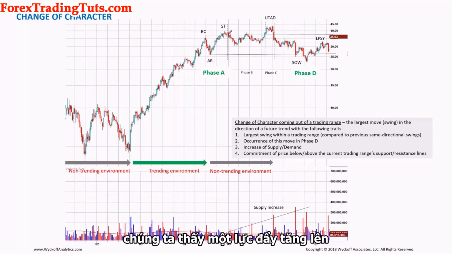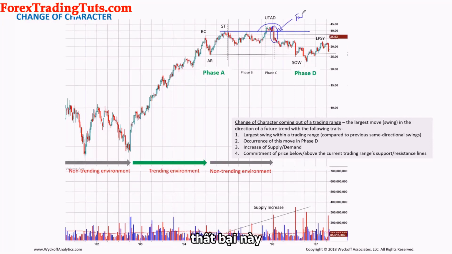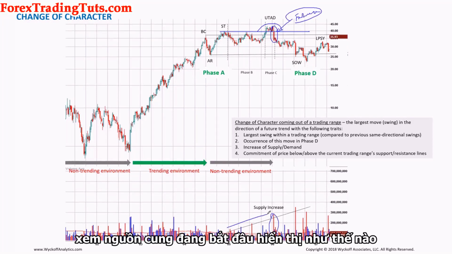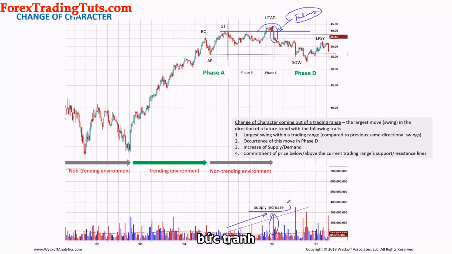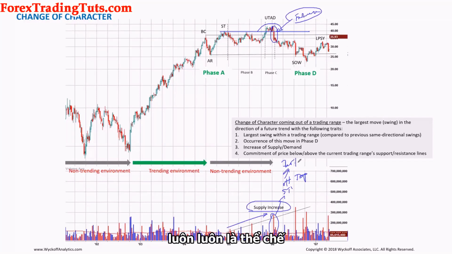All right, so as we go along this range, what else do we see? We see an upthrust and then a failure. So it's right here on this failure of the upthrust. This is where we're going to start thinking, what is going on? Look how supply is starting to show the picture of the distribution, where supply is starting to increase. There is a lot of selling off the top. So usually that type of selling is always going to be institutional.